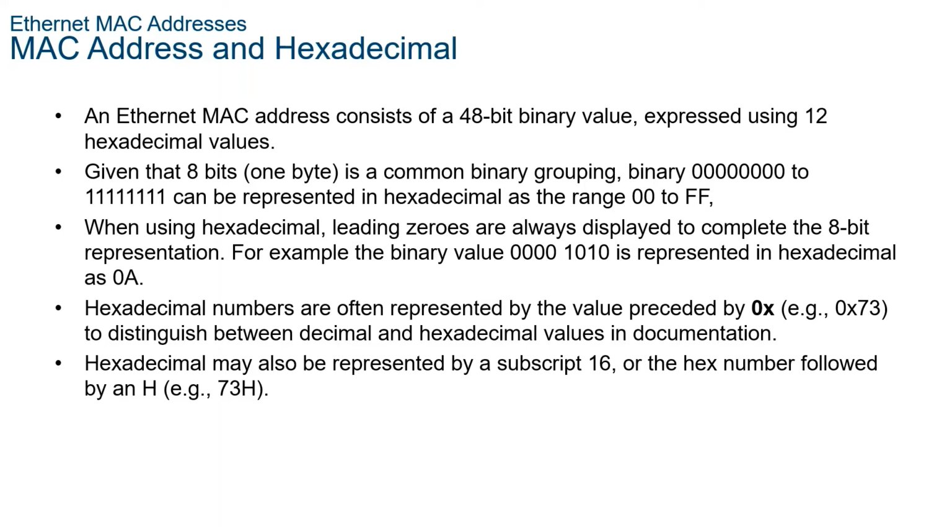An Ethernet MAC address consists of a 48-bit binary value. Hexadecimal is used to identify an Ethernet address because a single hexadecimal digit represents 4 binary bits. Therefore, a 48-bit Ethernet MAC address can be expressed using only 12 hexadecimal values.